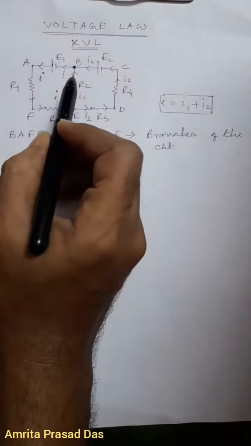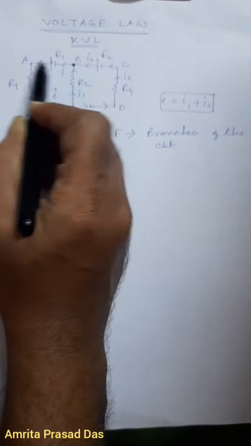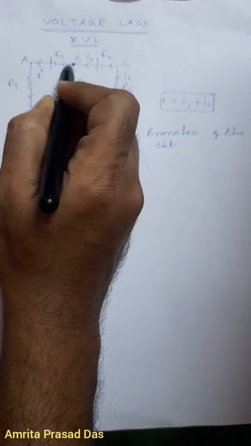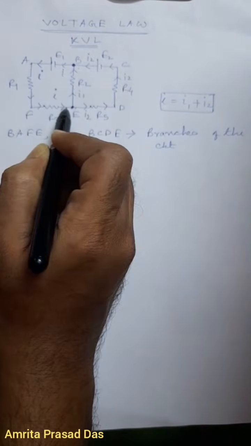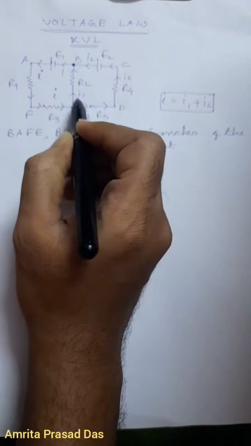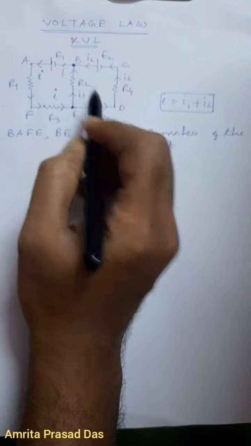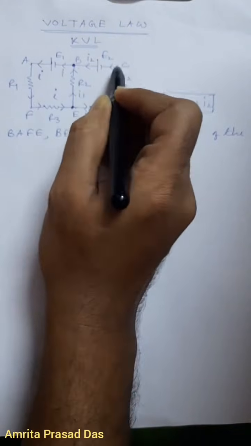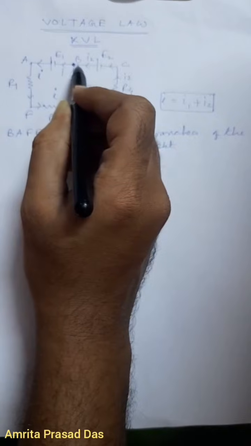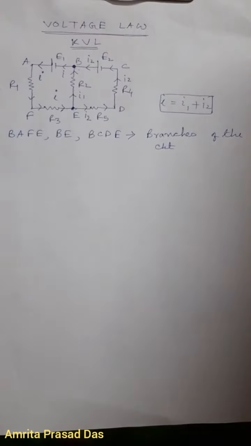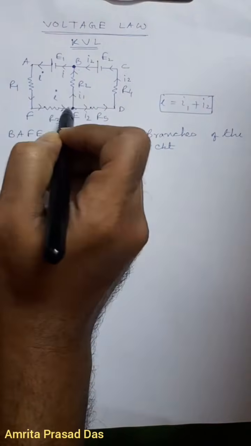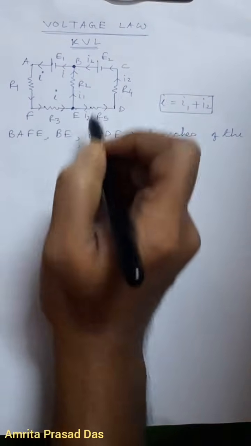Now in this branch BAFE, only one current flows, which is I. In EB, the current flowing is I1. In EDCB, the current flowing is I2. It is not possible that in a branch different current flows in different sections. Therefore we have to maintain a single current in one branch. I maintain a current I here, I1 here, and I2 here.